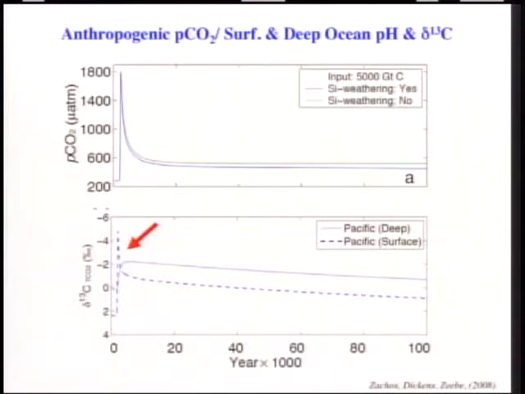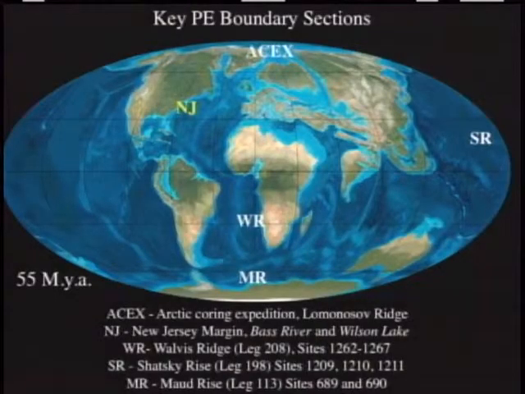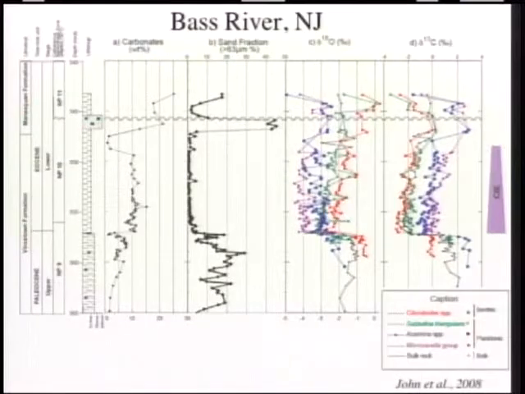So this is an important feature, this reversal in the carbon isotope gradient. It says something about the rate of release, and it's also an important reason for why the surface ocean pH would change so much, because the buffering capacity of the ocean is largely in the deep sea.